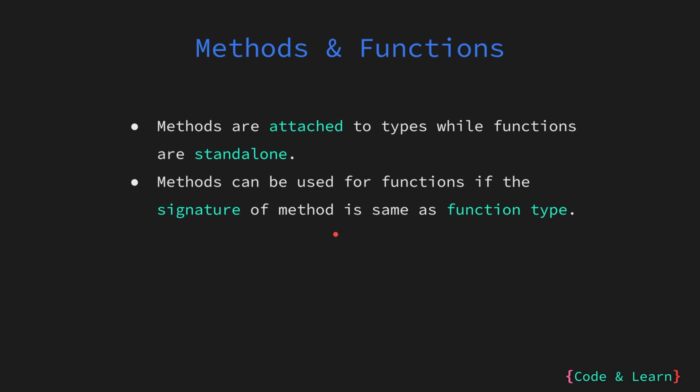If the signature, that is the parameters and the return type of a method matches that of a function, you can use the method as if it was a function. This is particularly useful when you want to treat a method as a standalone function but still take advantage of the method's association with the type or the state stored on the type. That is, the fields defined on the type. Let us now see this with example.